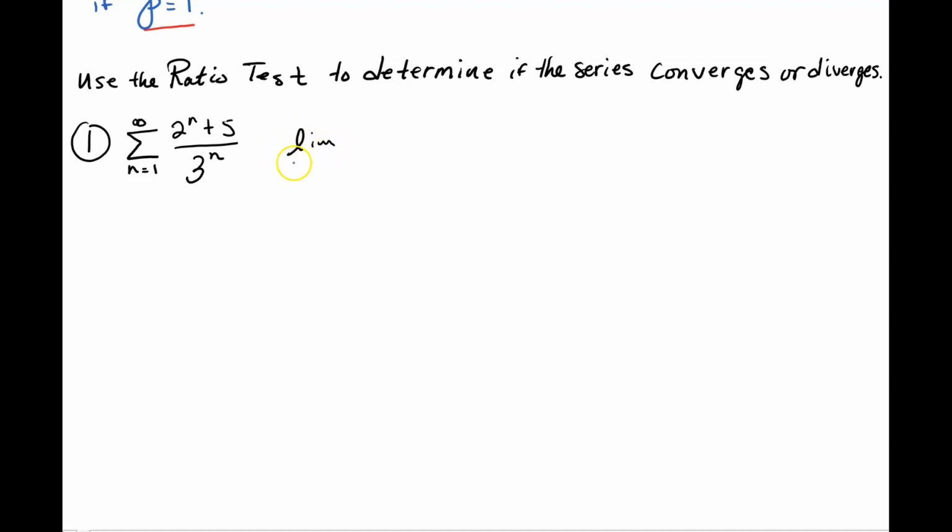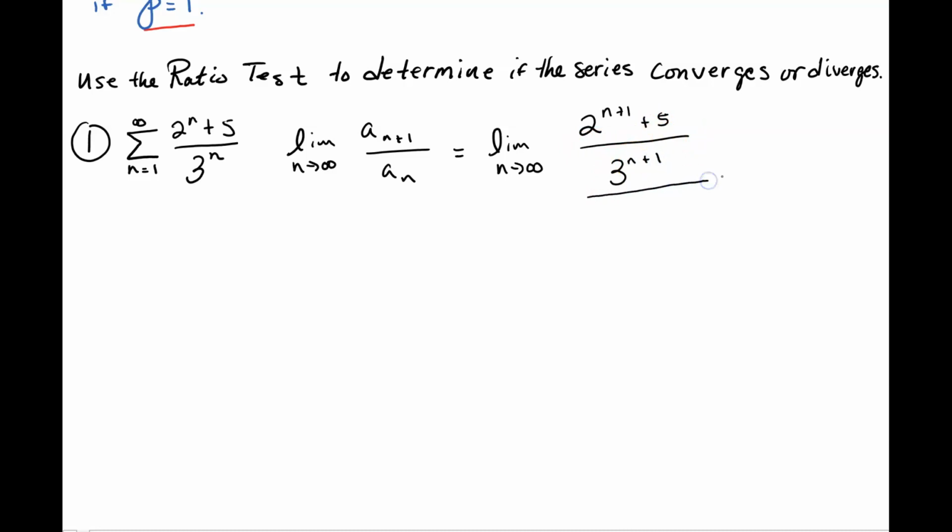All right, so let's see. We know we need to find the limit as n approaches infinity of a sub n plus 1 divided by a sub n. So this one may not look very nice preliminarily, but it's actually going to work out to be very nice at the end. So just bear with me here. So let's see what we've got. We're going to have to plug in n plus 1 in for n. So we're going to say 2 to the n plus 1 now, plus 5, divided by 3 to the n plus 1, divided by the original, which was 2 to the n plus 5 divided by 3 to the n.